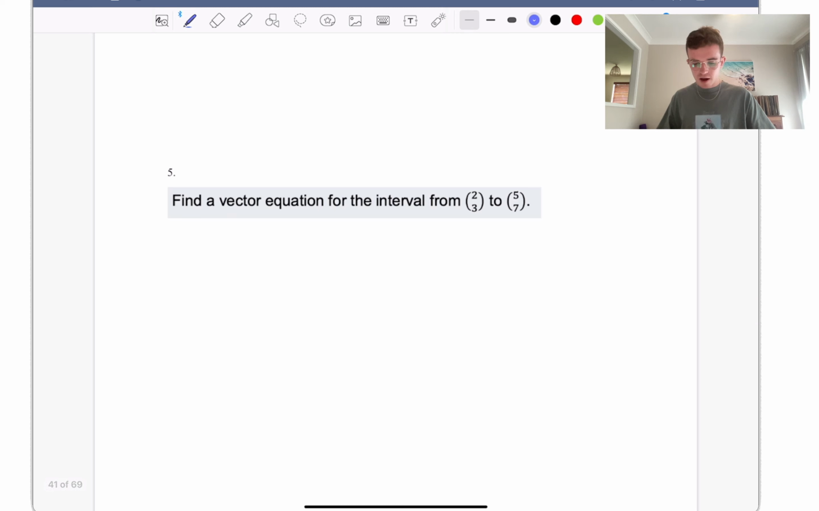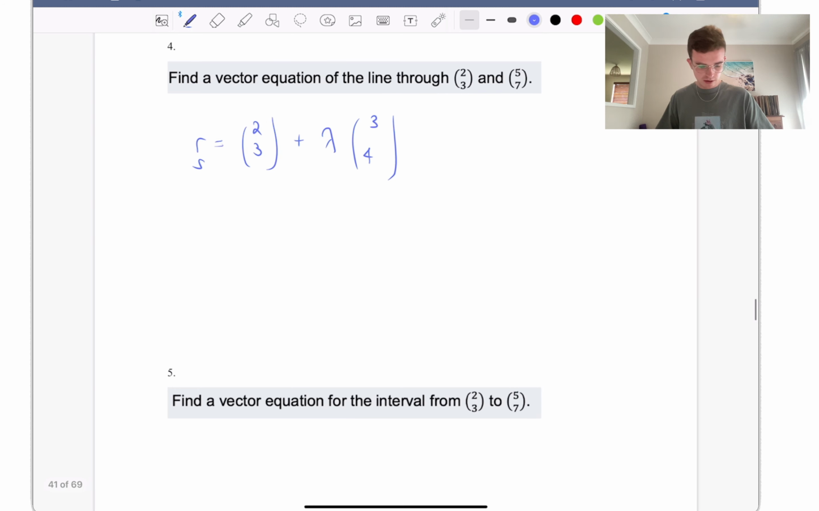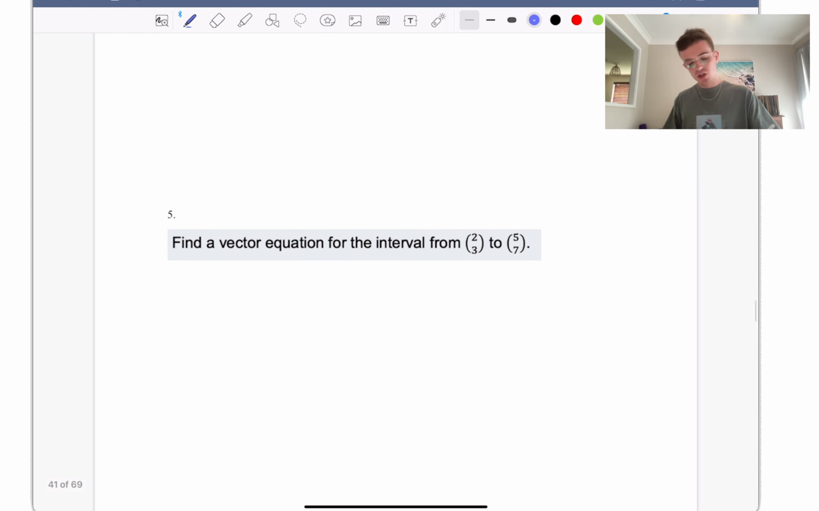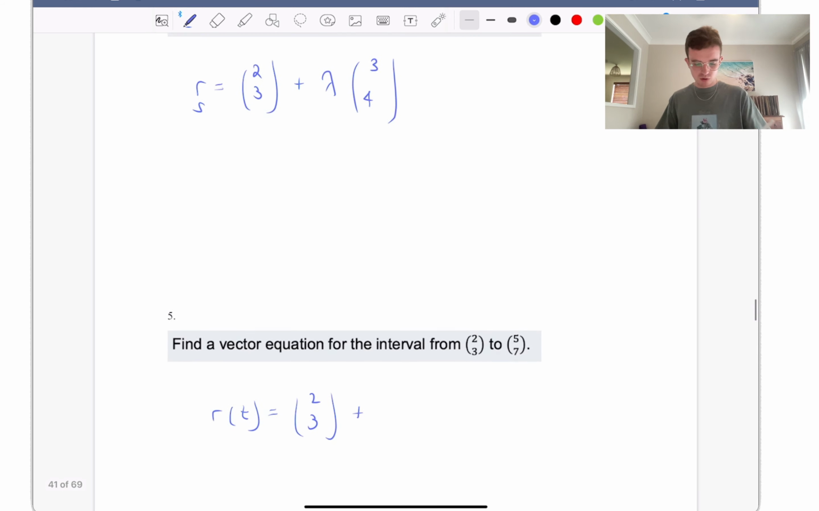Part B, find the vector equation for the interval (2, 3) to (5, 7). Didn't we just do that one? Find a vector equation for the interval. Oh, okay, this is an interval. So let's just do first of all the whole equation. r of t is equal to (2, 3) plus, what did we say, (3, 4).